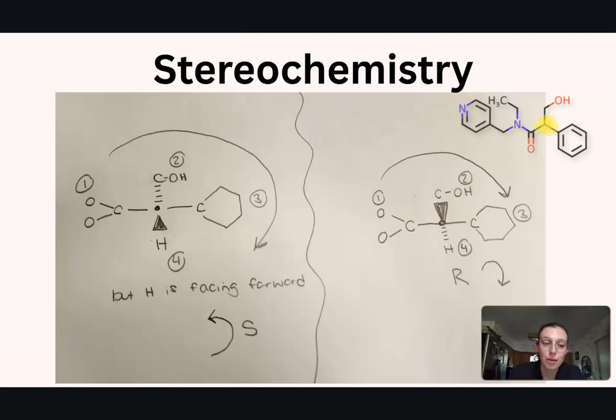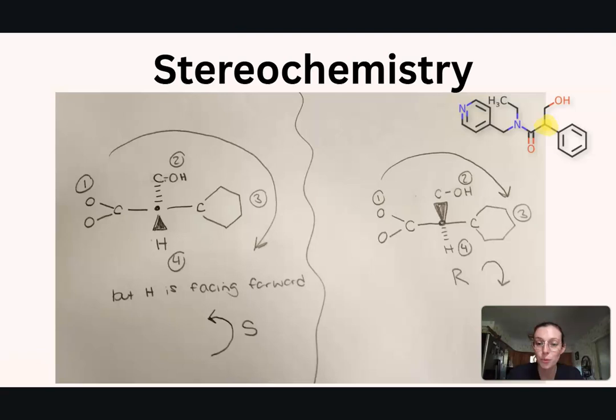And if we rank them all now, we have the 2 O's that are going to take priority, then it's going to be the COH, then it's the ring, and then it's hydrogen. And if we go ahead and draw the arrow, we see that it's going clockwise, which would be R, but because that hydrogen is pointing forwards, we know we need to reverse it. So now it's going to be going counterclockwise, or S.